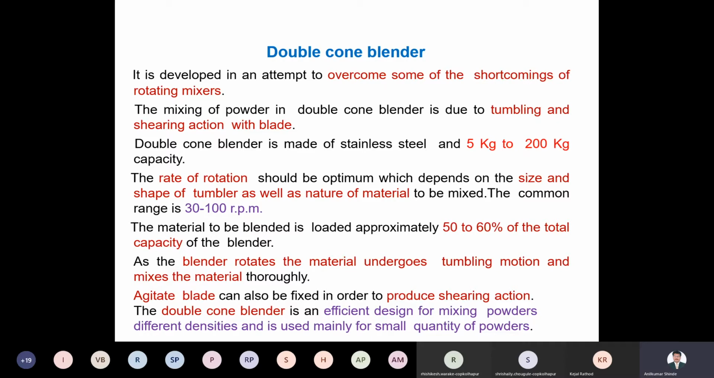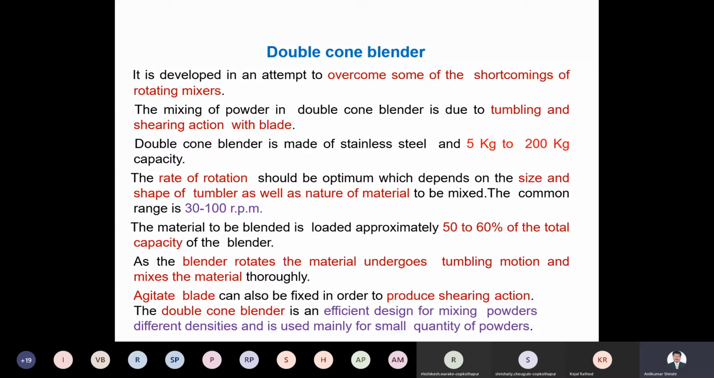The common range of tumbling rotation is 30 to 100 RPM, right? The material to be blended should be loaded at approximately 50 to 60% of total capacity. म्हणजे 50 to 60% we have to add into that blender. समजा की 100 kg त्याचं कॅपॅसिटी असेल मल्टी डबल कोन ब्लेंडरची, तर तुम्ही 50 किंवा 60 kg तुम्ही ऍड करू शकता, जेणेकरून ते पावडर मटेरियल which tumbles in every corner and which gives the shearing to every powder, right?